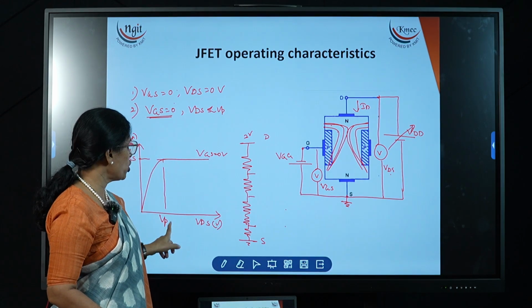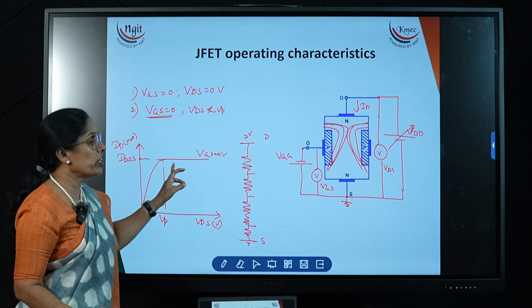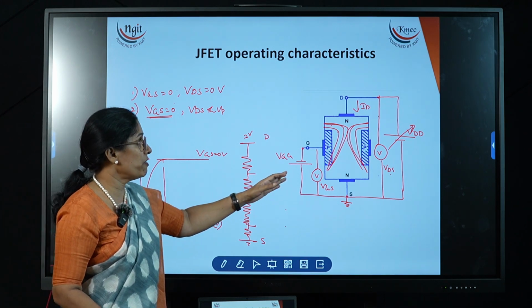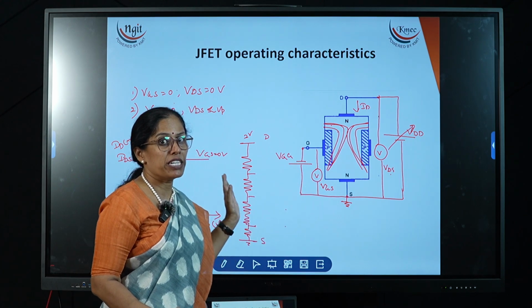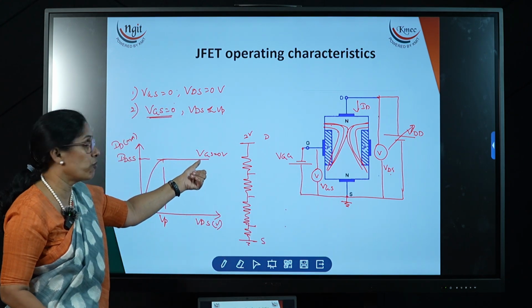And after the pinch-off voltage, it goes into saturation. Here the number of charge carriers has a maximum limit. So once it goes into saturation, it maintains a constant current. That's why we are getting a waveform like this.